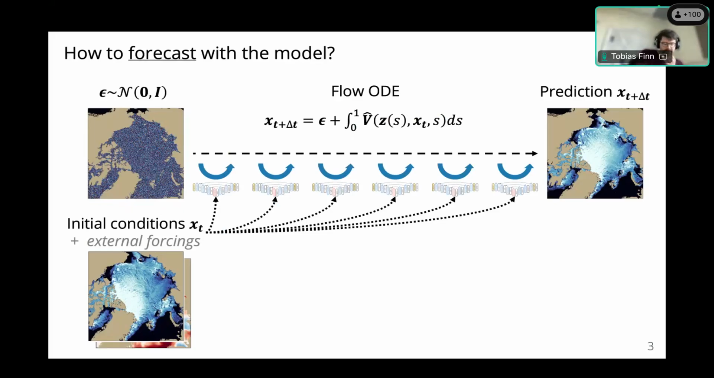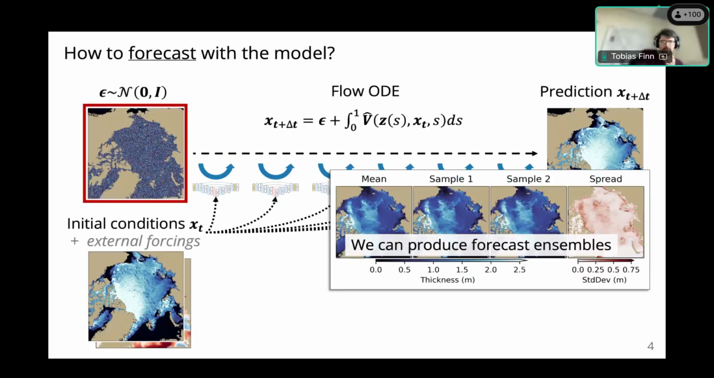The nice thing about this is that we can change the initial noise, and then for the same initial conditions and the same forcings, we can produce a forecast ensemble. So we can do all the ensemble statistics that we do for data assimilation, that we do in operations.